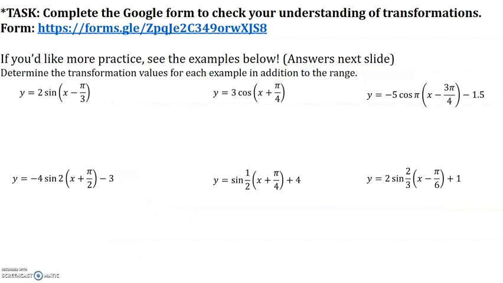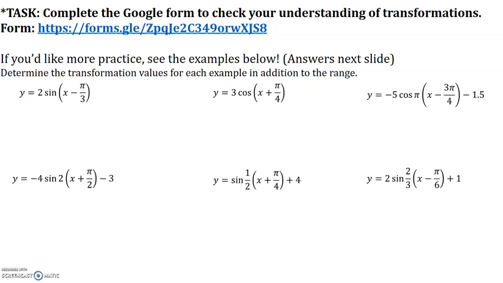Okay, so now that we went through identifying the transformation values, identifying the range, then taking your transformation values and writing an equation, it's your turn to practice. So we're going to ask you to please fill out this Google form that you have here. Obviously, it's an assignment on Google Classroom because you're probably not going to be able to click from the video.